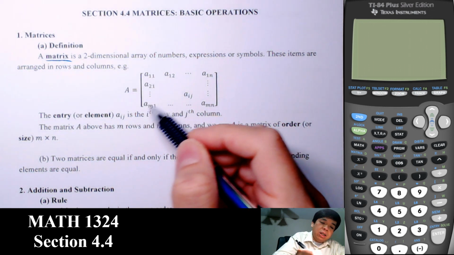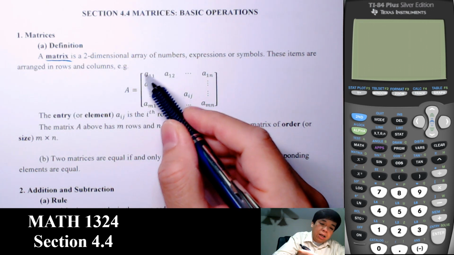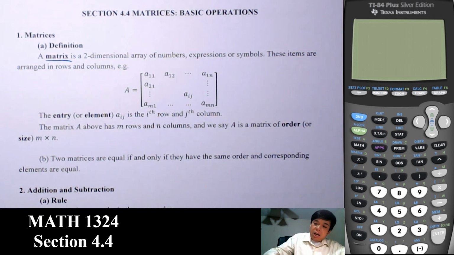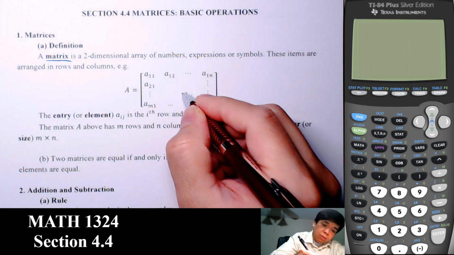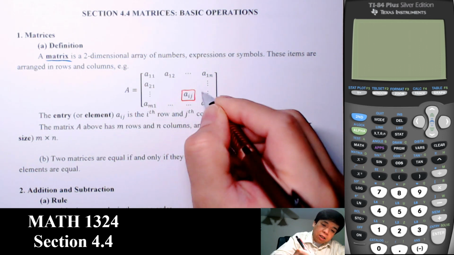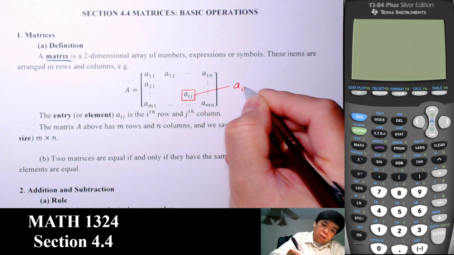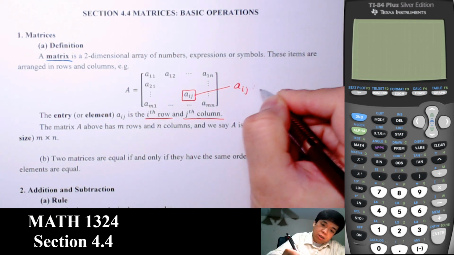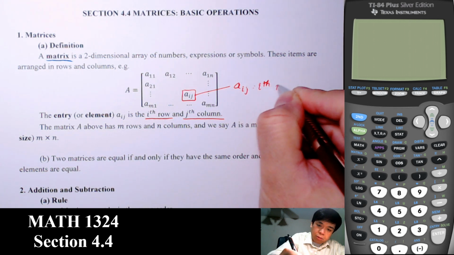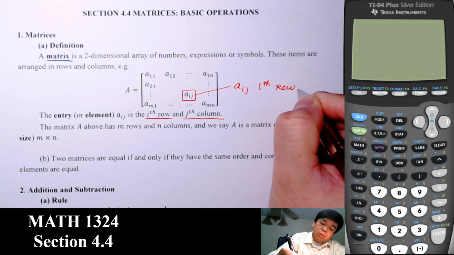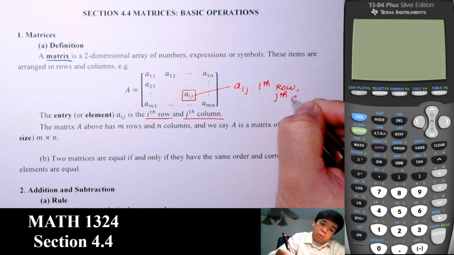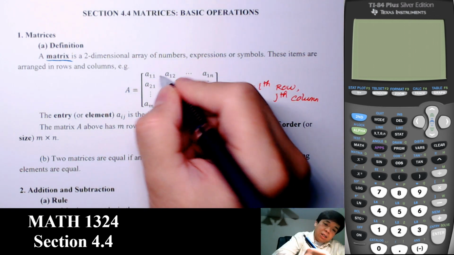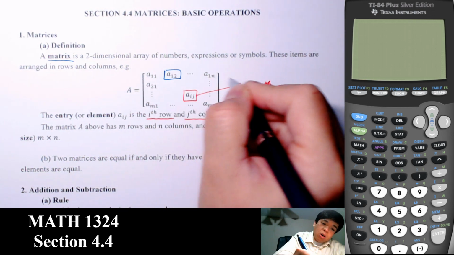Each number is called an entry of the matrix, or we call it an element of the matrix. And when we denote a_ij like this, we mean the entry in row i and column j. So when we have a_12, that means it is in the first row, second column.